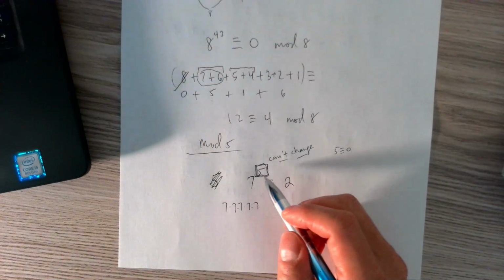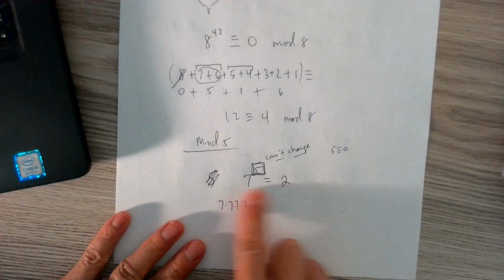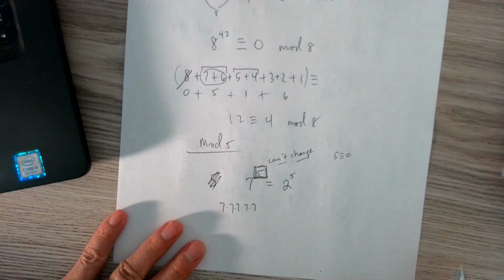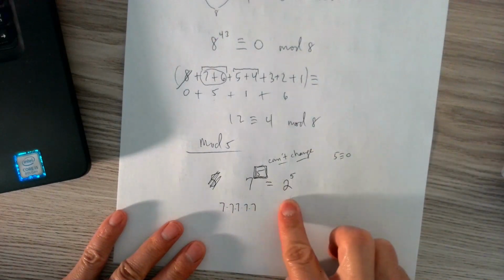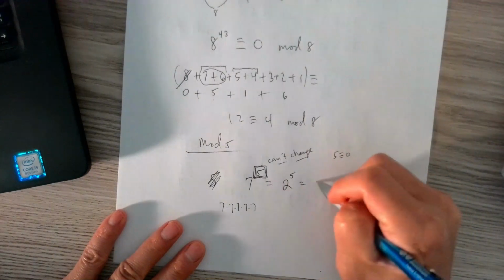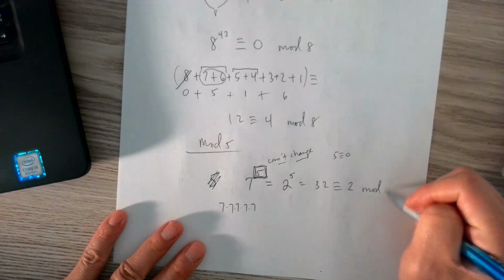So exponents cannot be touched. They should never be touched. So this, I can change it to 2 to the 5th power, but I cannot change it to 2 to the 0 power. And so this is 32, which is 2 in mod 5.